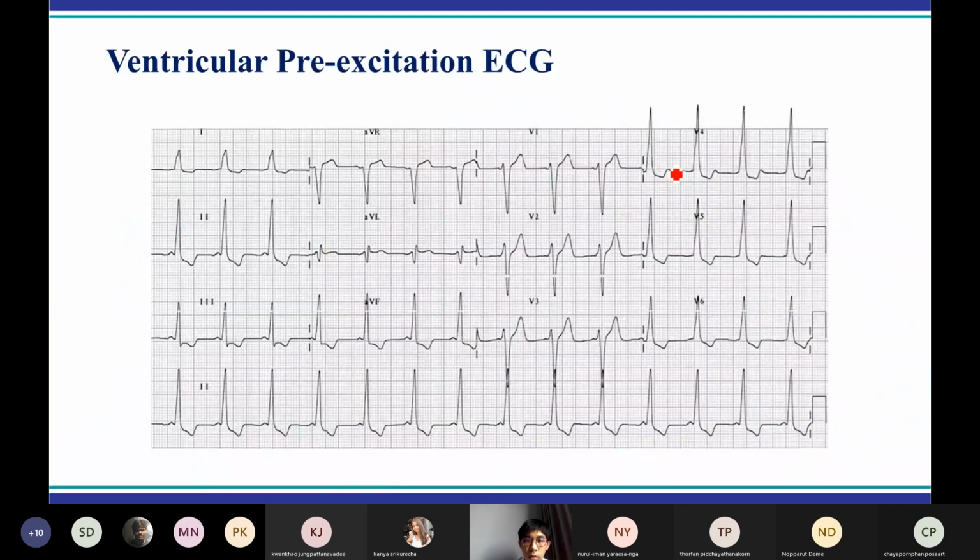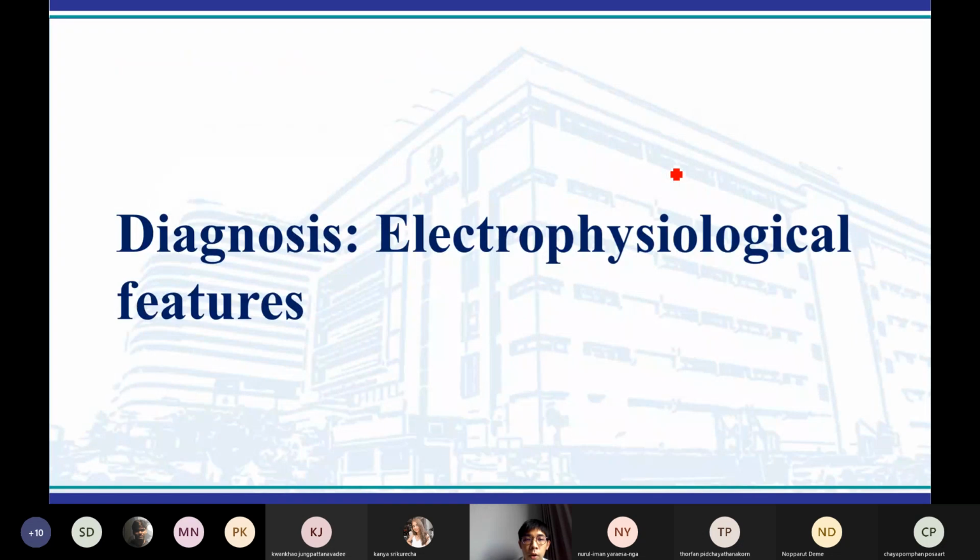Okay, so we are going to move on to the electrophysiologic features. Does anyone have any questions about the ECG previously mentioned? You can ask me now. Okay, if nobody is asking, I will go on to the electrophysiologic features of the accessory pathway. This part is the most important part for you.